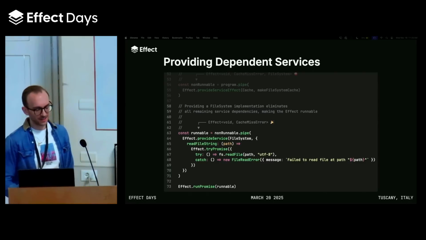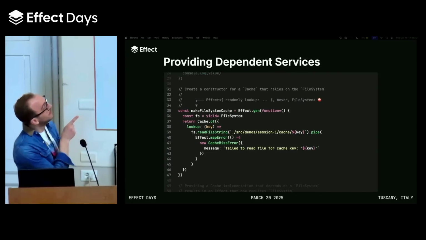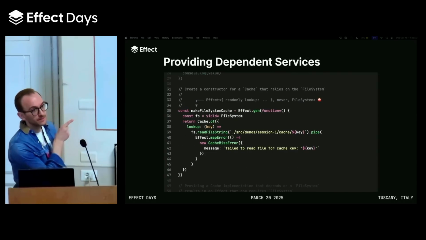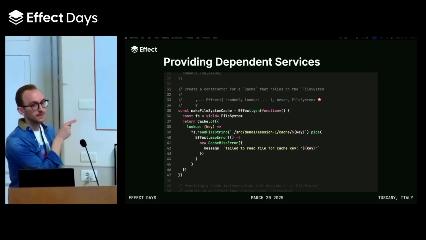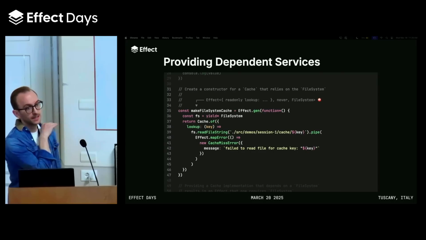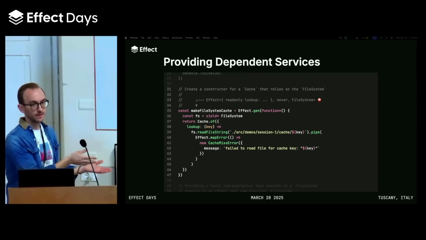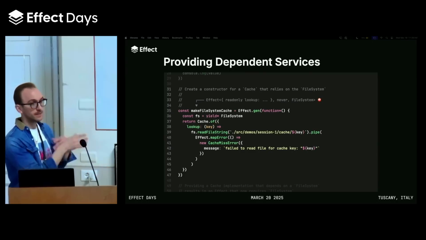Okay, let's go back. Here, we turn it into a cache miss error. And this will not compile if you don't do this. If you just try to fs.readFileString, the cache interface tells you it needs a cache, it will fail with a cache miss error. It can't fail with a file system error, right? So let the types guide you.